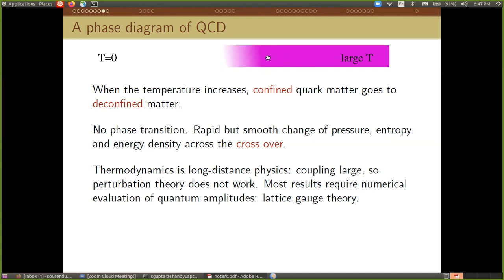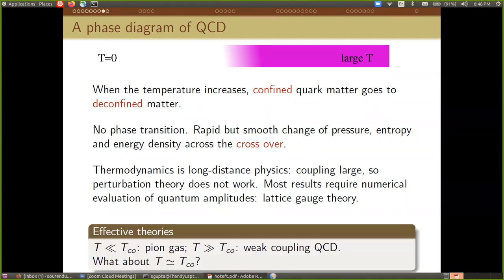Okay, but at large distances, theories of this kind, the strong interactions, have large coupling. So the usual methods of computing in quantum field theory do not work. That's perturbation theory. It does not work. As a result, you require numerical evaluations of all the quantum amplitudes that you need. And that comes from a numerical technique called lattice gauge theory.